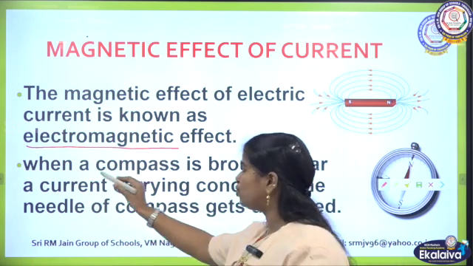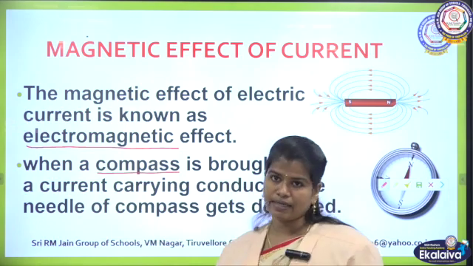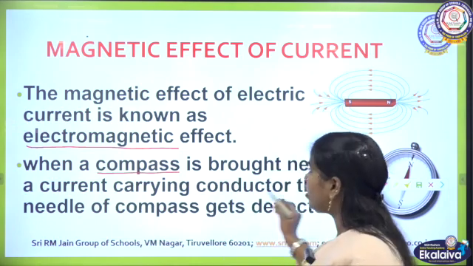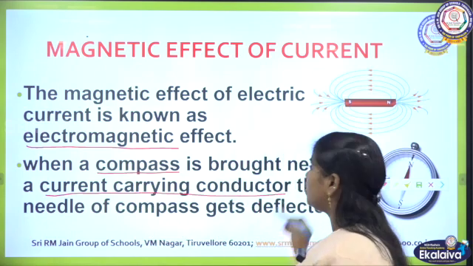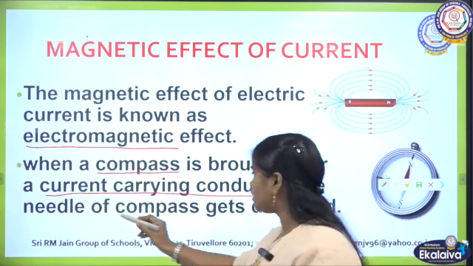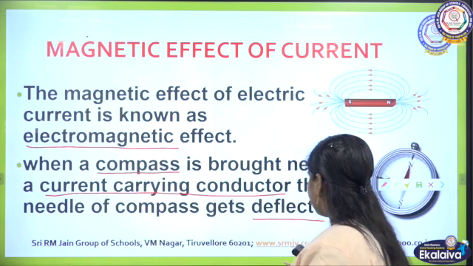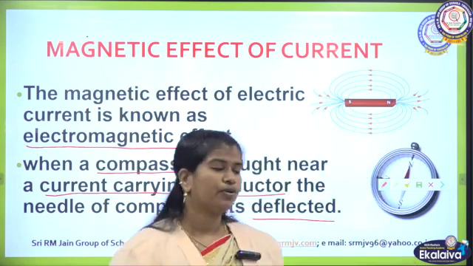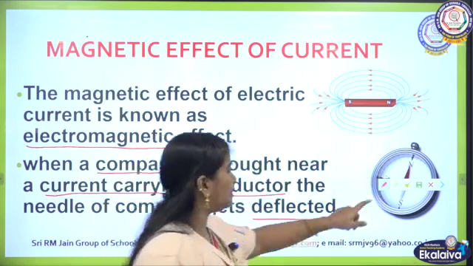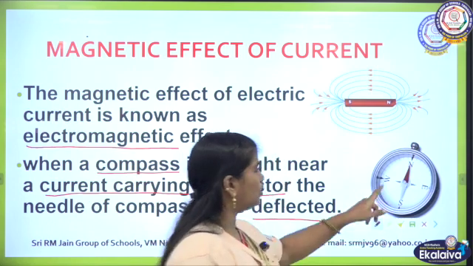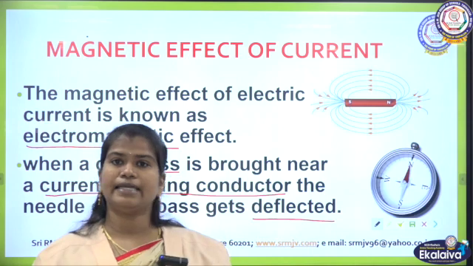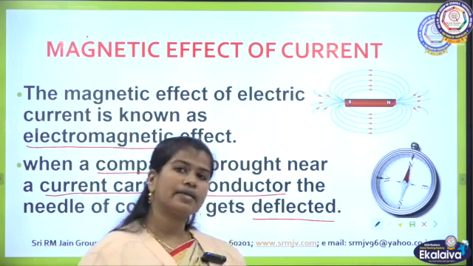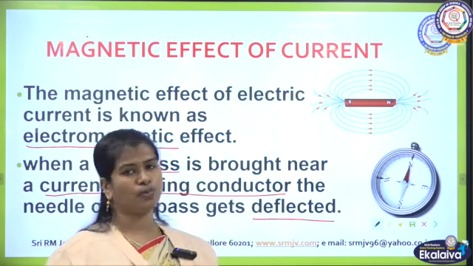When a magnetic compass is brought near a current carrying conductor, the needle of the compass gets deflected. So you know what is a magnetic compass? The role of a magnetic compass is to detect the directions, right? Because a magnet always shows the north-south pole, okay?